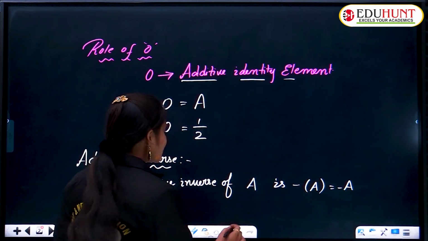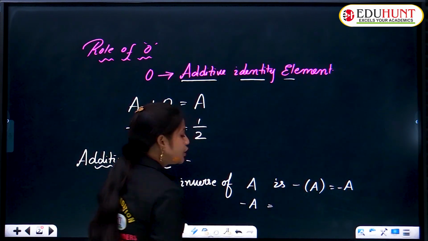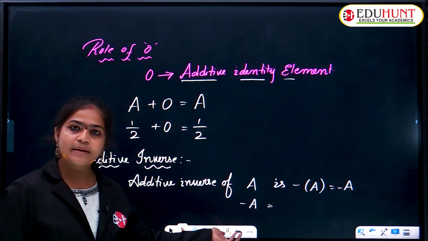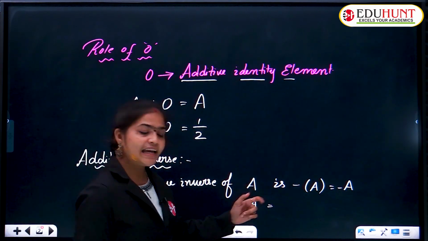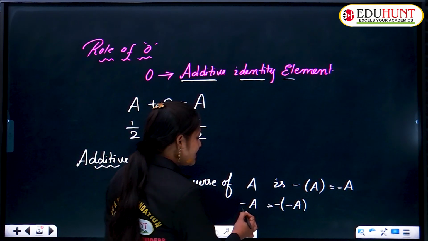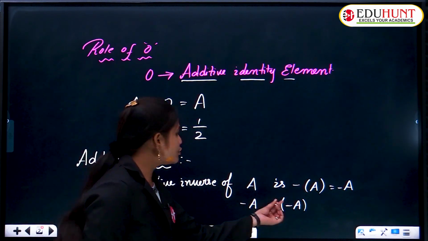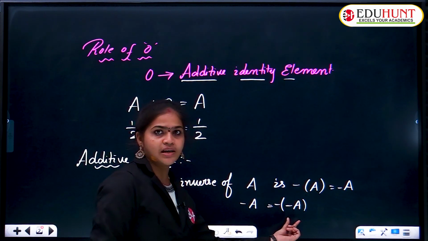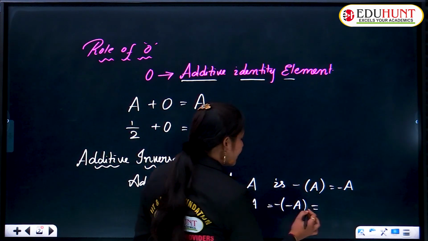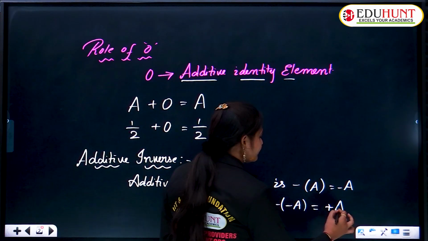Okay, and in the same way, the additive inverse of minus a, what will you get here? Minus of what element is given here? Minus of minus a is the given letter, right? Minus a is some given rational number. So minus of the given rational number, then what will you get here? Minus of minus is plus a.